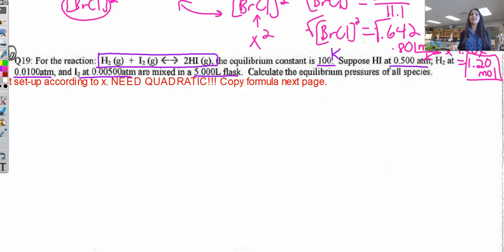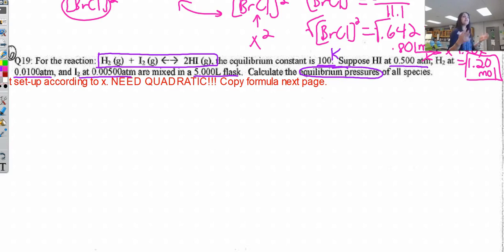Okay, now, since they're giving me pressures, I actually am not calculating molarity. So they gave me the 5-liter flask, but it really doesn't even matter, okay? So that's not going to make a difference. Calculate the equilibrium pressures of all species. So I need to know the equilibrium pressures for all of them, which probably means none of them are at equilibrium. And it says that they're just mixed. So just mixing them means that this is initial. I don't know what they are at equilibrium yet, which means I'm going to need an ICE box, okay?